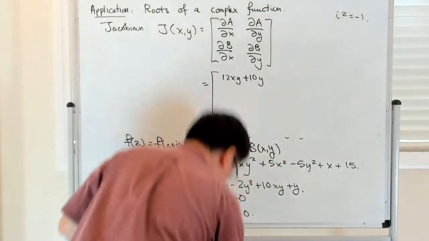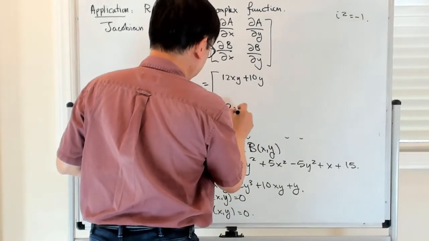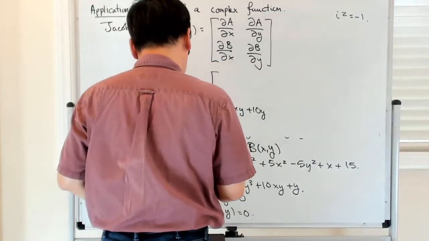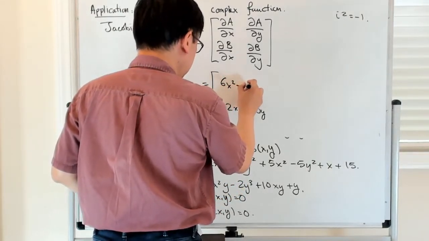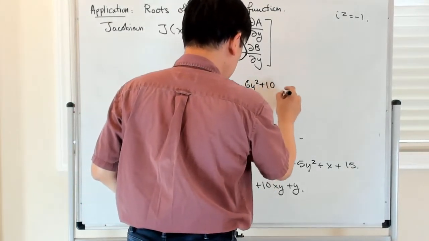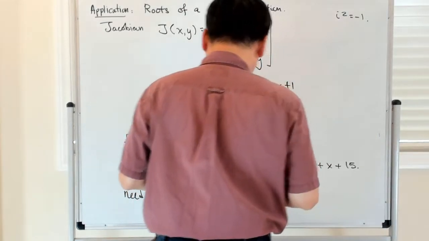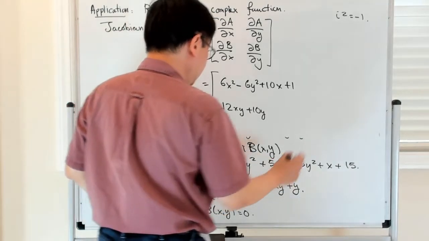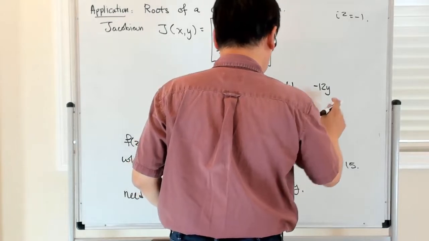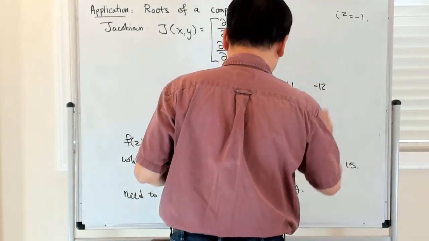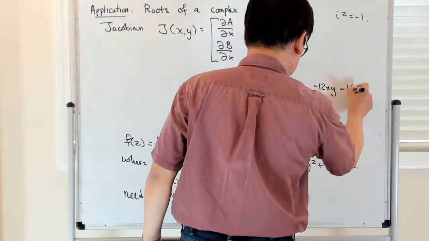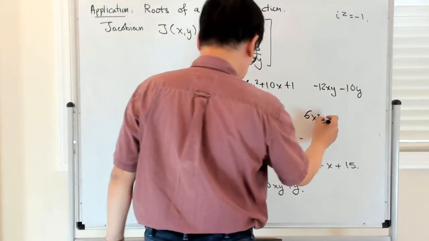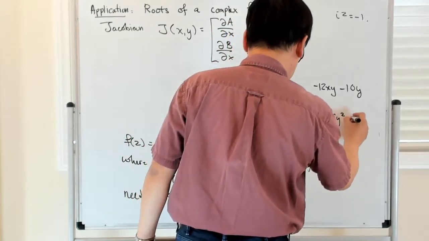Sorry, looking at the wrong line. That's the one below. 12xy plus 10y. So a is this one, sorry. Differentiating with respect to x is 6x squared minus 6y squared plus 10x plus 1. Then I have to take the partial of a with respect to y. That's minus 12xy minus 10y. Then I have to differentiate b with respect to y. That's 6x squared minus 6y squared plus 10x plus 1.